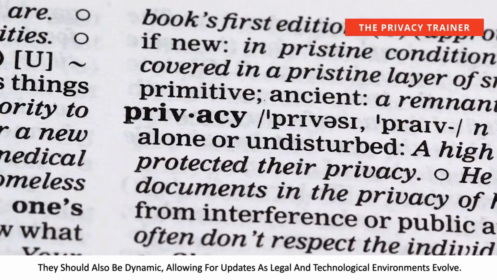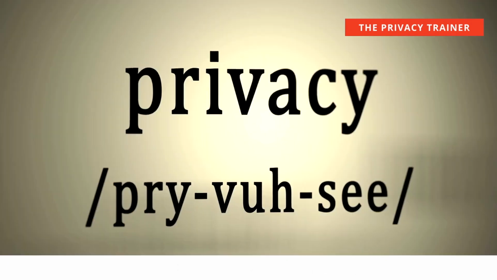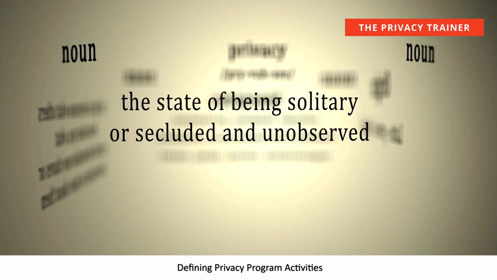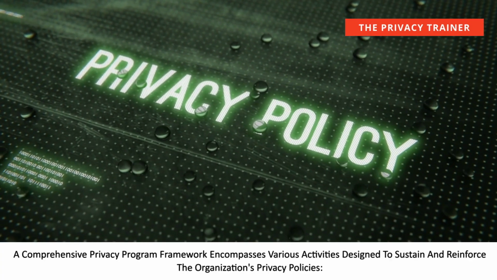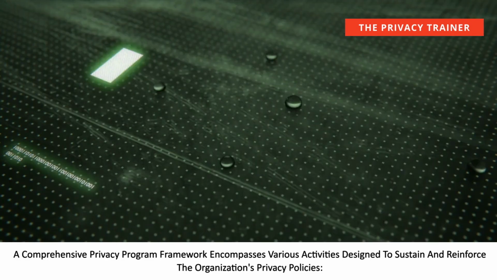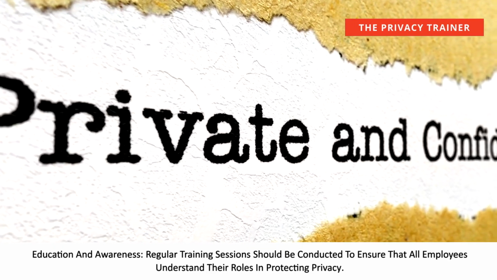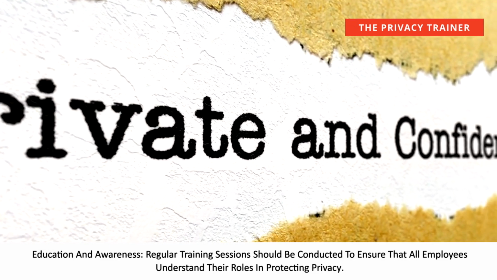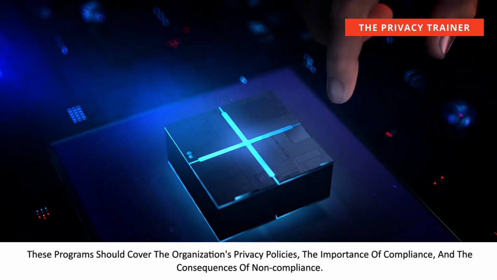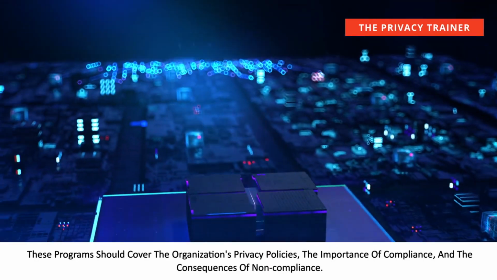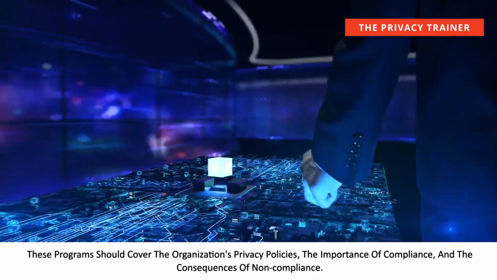They should also be dynamic, allowing for updates as legal and technological environments evolve. Defining privacy program activities. A comprehensive privacy program framework encompasses various activities designed to sustain and reinforce the organization's privacy policies. Education and awareness. Regular training sessions should be conducted to ensure that all employees understand their roles in protecting privacy. These programs should cover the organization's privacy policies, the importance of compliance, and the consequences of non-compliance.